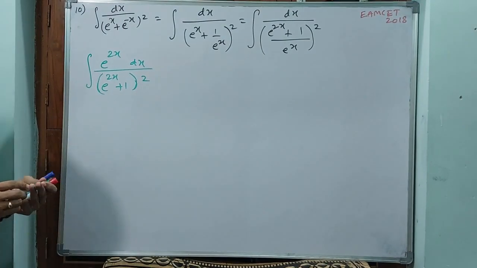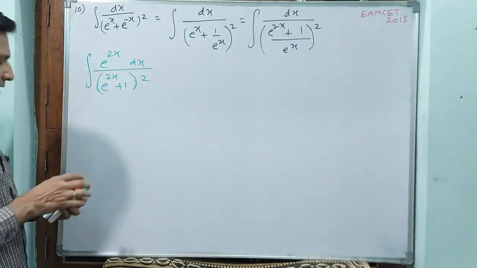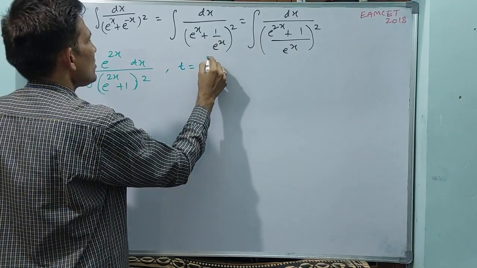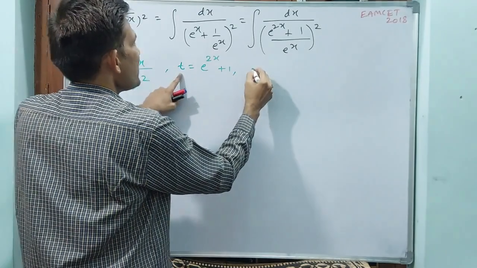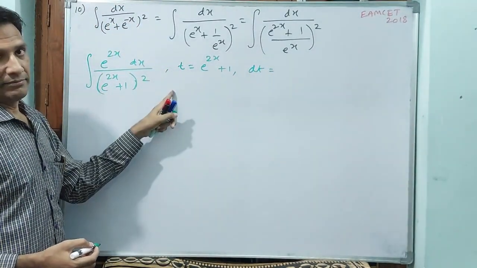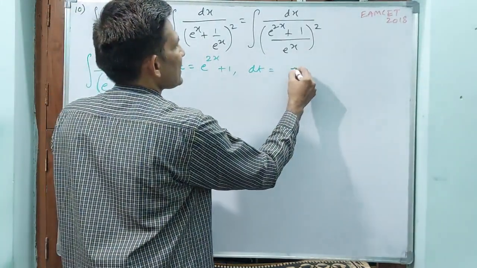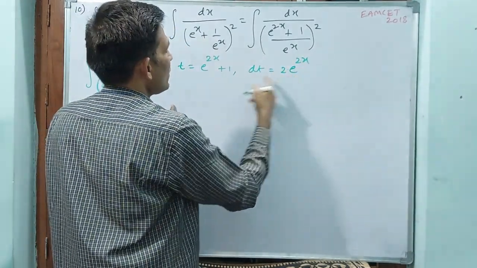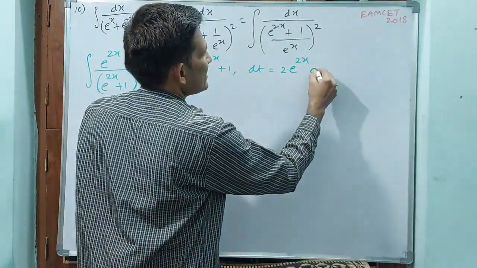E power 2x is going to become numerator and (e power 2x plus 1) whole square is denominator. You see, now what we will do, you take e power 2x plus 1 entire thing as t. Okay, write down. See how I am doing. Let t is equal to e power 2x plus 1. Then you see dt is equal to, both differentiate, dt by dx. D by dx of e power 2x is e power 2x, but again into 2 will come. Why? Because 2x we are going to do. 1 is 0. But this dt by dx means dx we are sending this side.